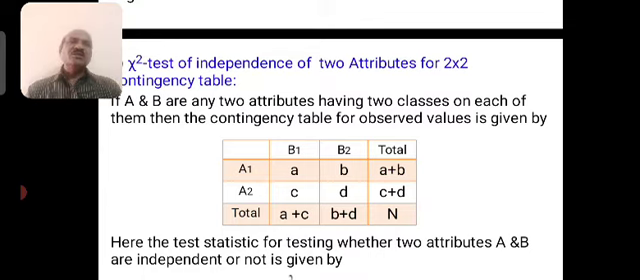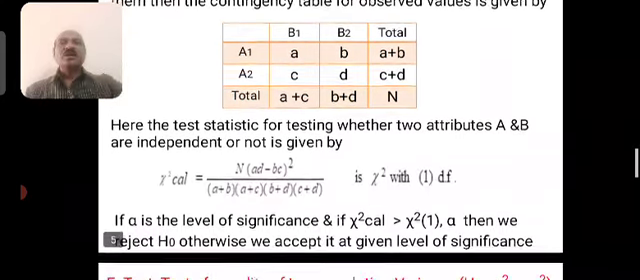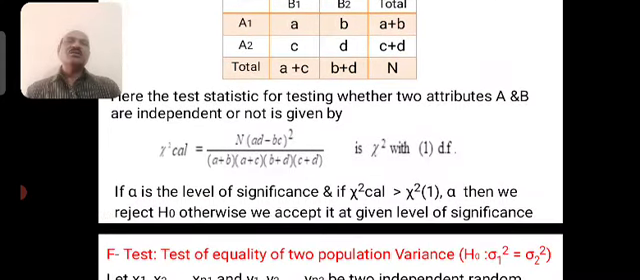Here the test statistic for testing whether the two attributes A and B are independent or not is given by the formula: chi-square calculated is equal to capital N into (ad minus bc) whole square, divided by the product of the sums (a plus b)(a plus c)(b plus d)(c plus d). It has the chi-square distribution with only 1 degree of freedom, because (m minus 1)(n minus 1) with m equal to 2 and n equal to 2 gives (2 minus 1) into (2 minus 1), which is 1.